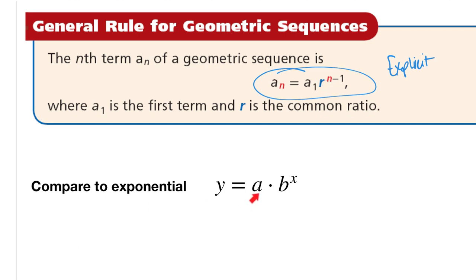Compare that to an exponential function. Remember, a here was our initial value, or our first value, and then b was that growth factor, or our common ratio. And then x was, well, how many times are we going to be multiplying by that? So you can see some similarities here as far as first term, common ratio, and then our exponent.